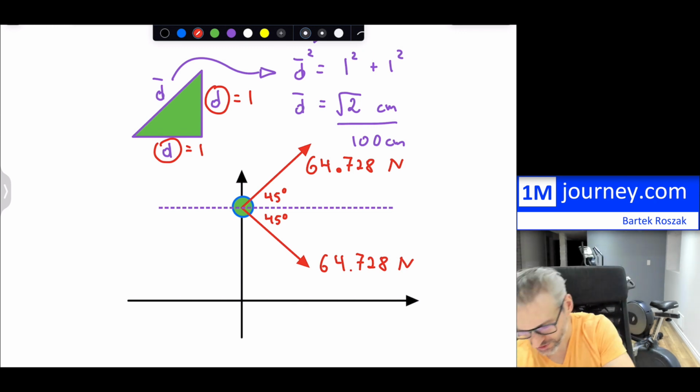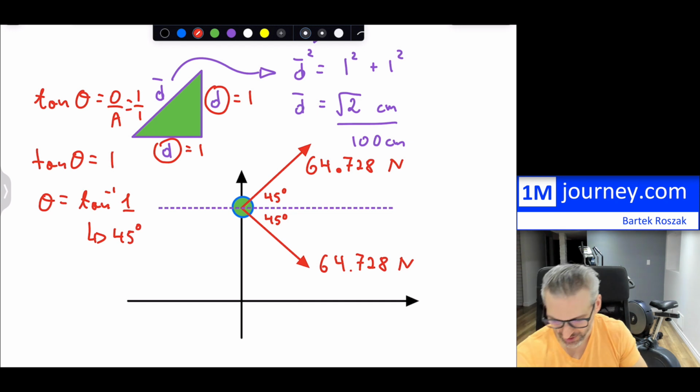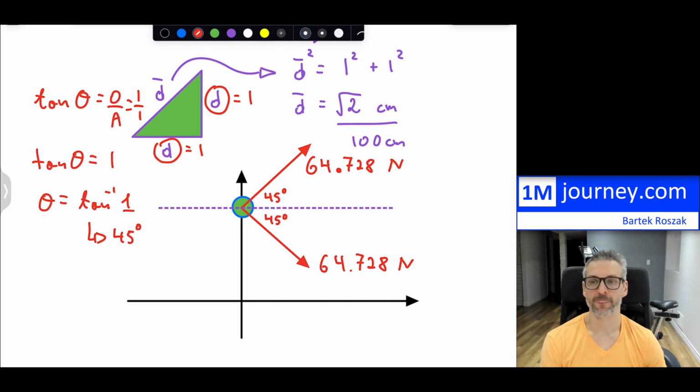If you wanted to find what the angle is, well, tan of the angle is opposite over adjacent, right? But this is just 1 over 1. So tan of the angle is equal to 1, which means the angle is equal to tan inverse of just 1. I hope you don't need much convincing. You can just double check for yourself. That's going to be 45 degrees.